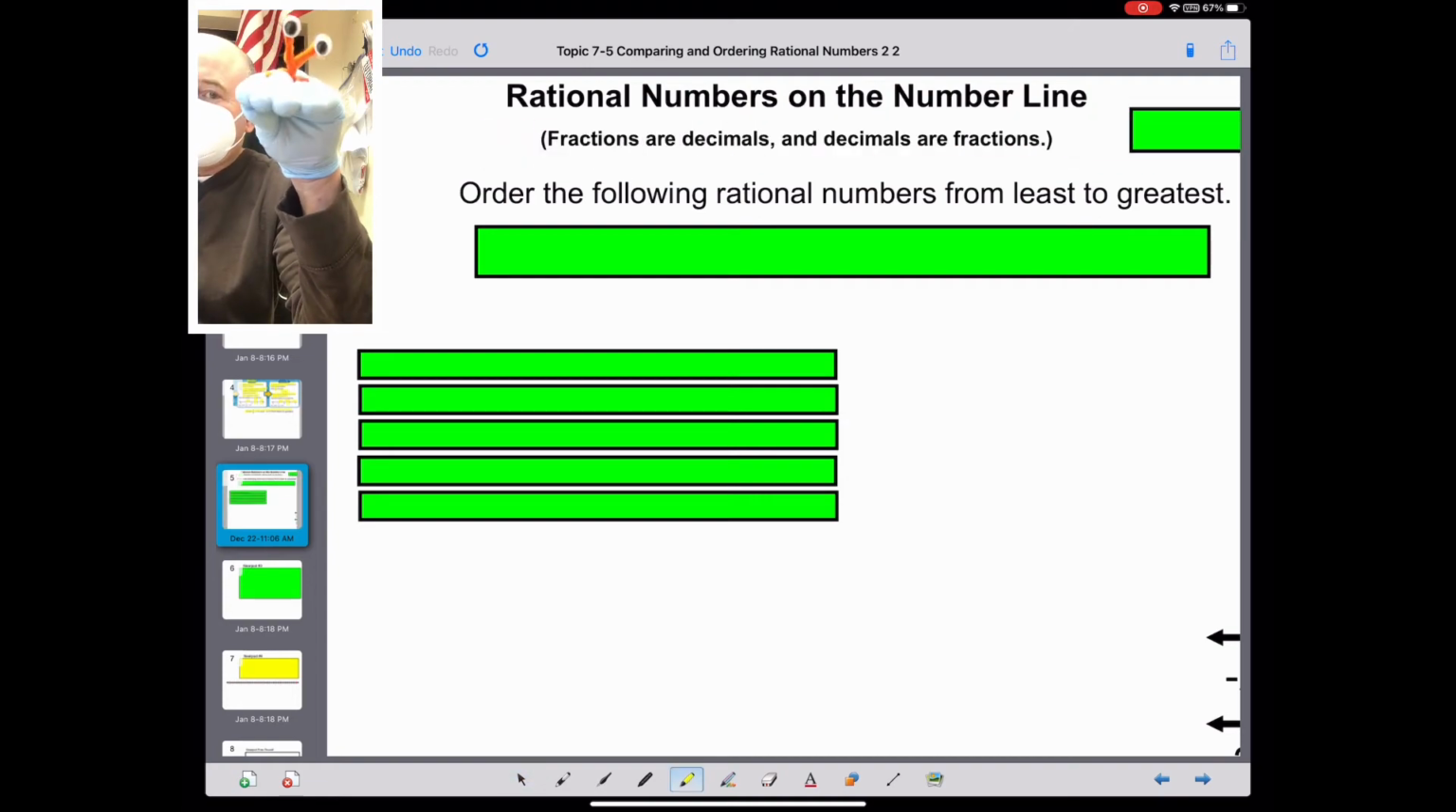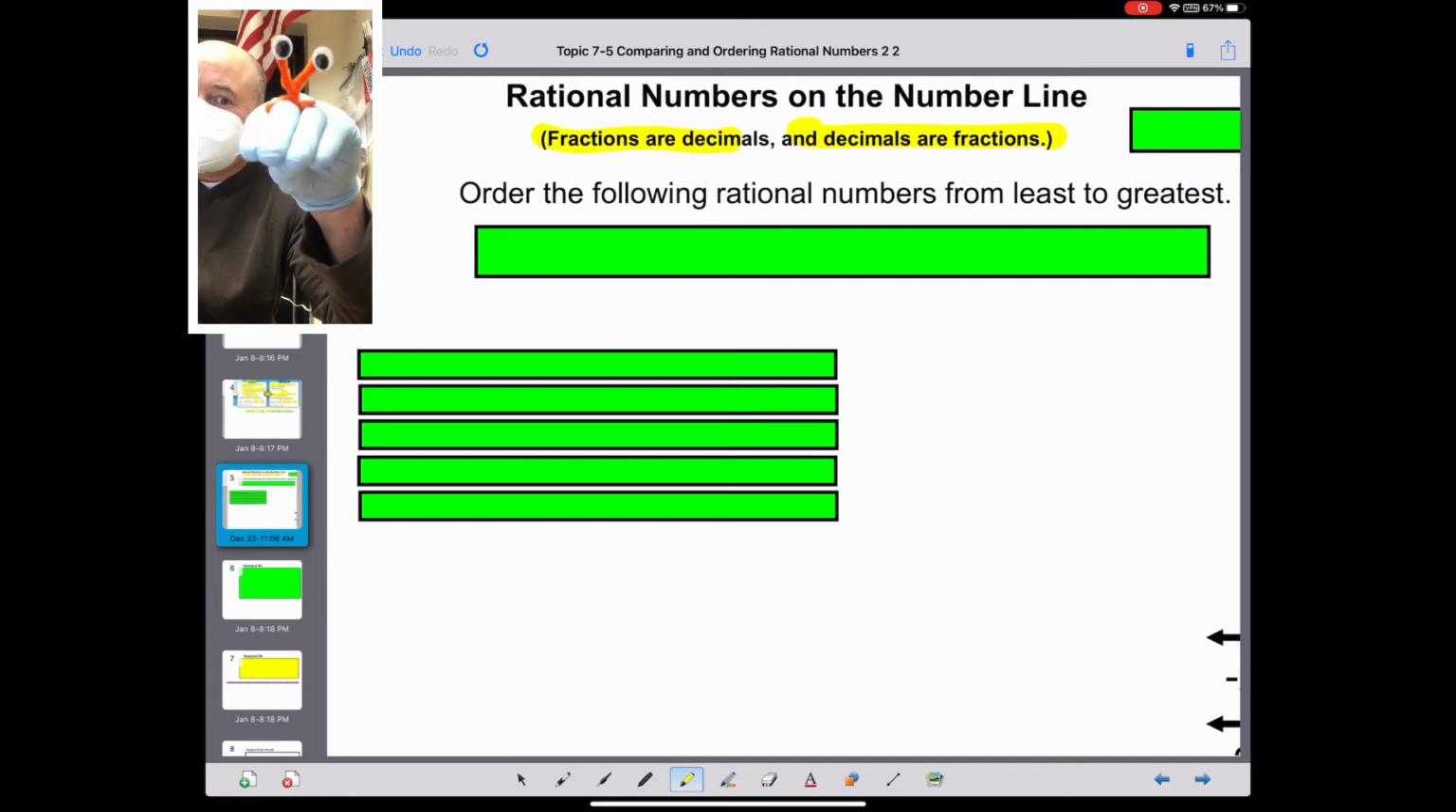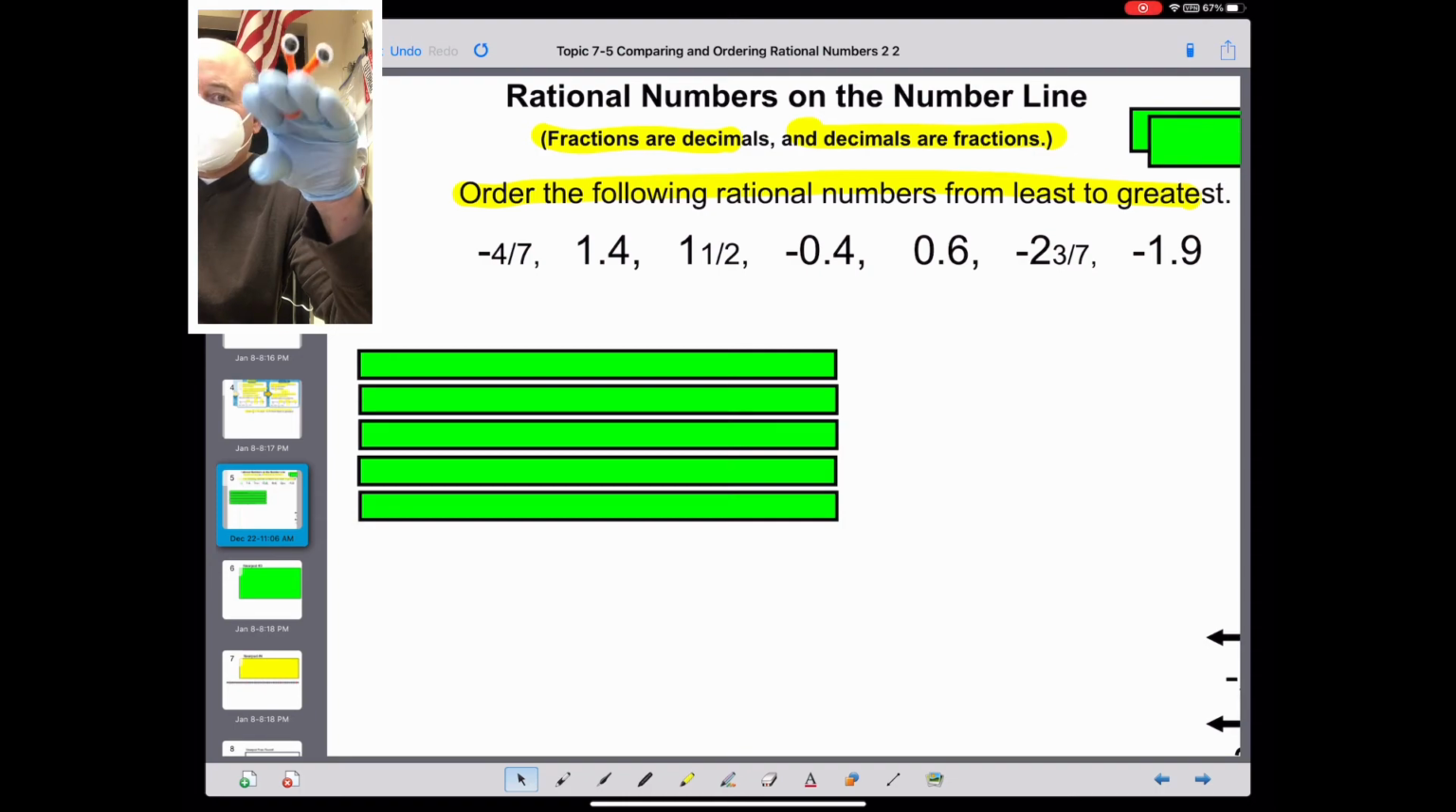Okay, so anyways, rational numbers on a number line. Here's something to always remember, kids. Fractions are decimals, and decimals are fractions. So you can switch back and forth between the two of those to help you in this process. And then it says, order the following rational numbers from least to greatest. So, look at that list of numbers. Mr. Triola, I'm going to have you pause the video right now, and you're going to go over this with the kids, okay? And then I'll try and help you if anything goes wrong. All right, pause the video and show the kids how you do this.